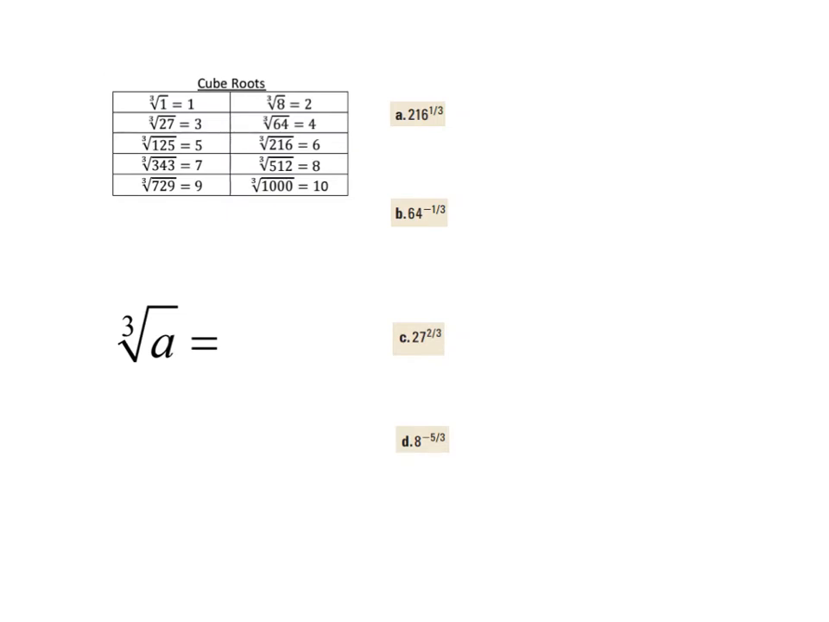Now, cube roots. I don't remember if we talked a whole lot about cube roots, but a cube root is what times itself 3 times equals a number, okay? So, for example, the cube root of 343 is 7, because 7 times 7 times 7 equals 343.